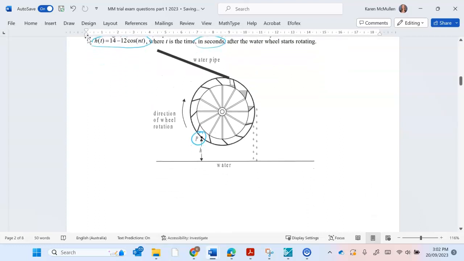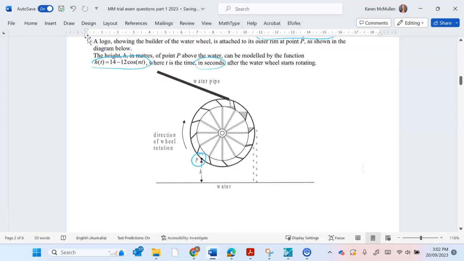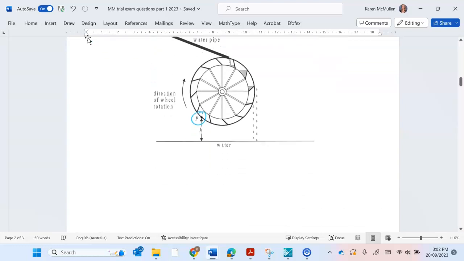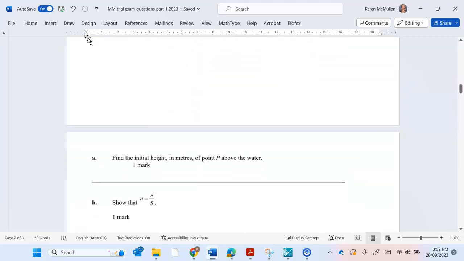All right, so just understanding the context of the question as well. As soon as you start seeing something round, like this water wheel, or a Ferris wheel, or any type of wheel which is circular, it's going to be a trig function of some sort, a sine or a cos function at least.